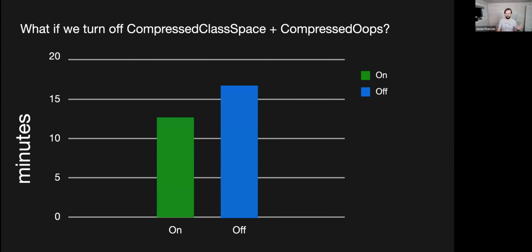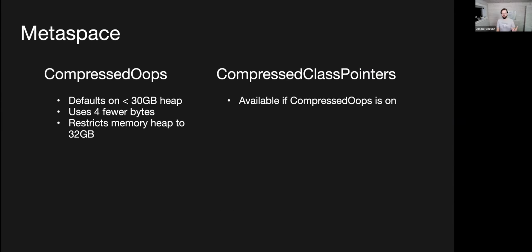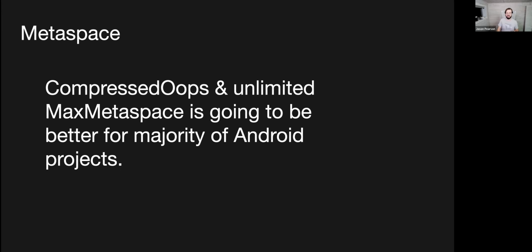So what if we turned it off on our project? We just tried it and we saw that it ran slower, and that's because of that 4 fewer bytes. It's faster to run on and access memory with a smaller index. That makes sense. And what we found through our research was that compressed oops and unlimited max metaspace is going to be better for the majority of Android projects.